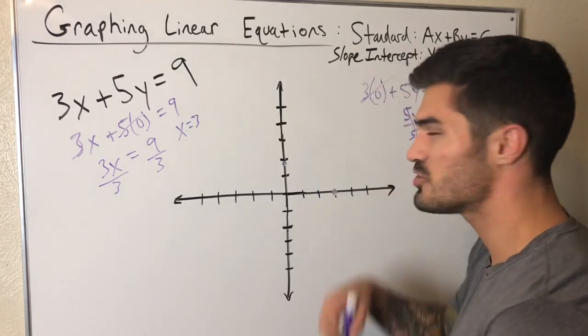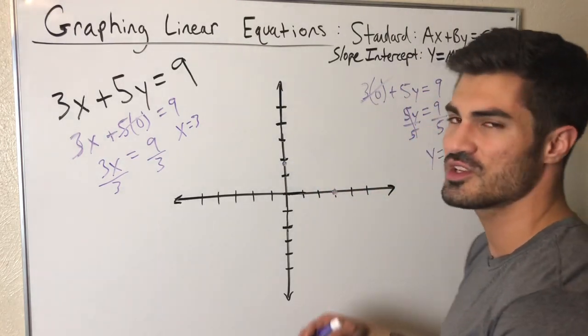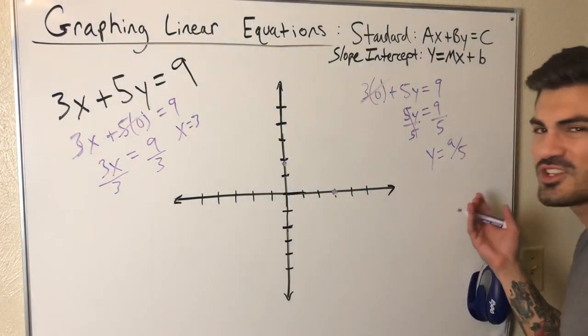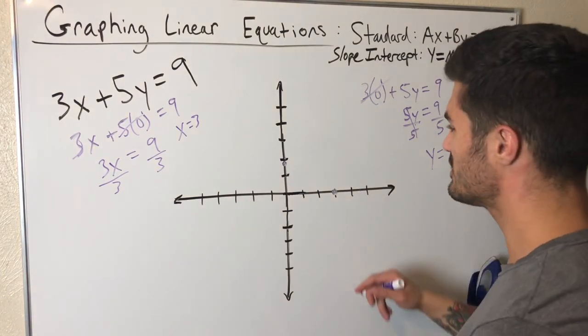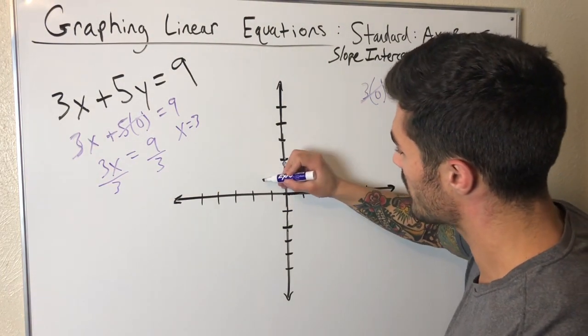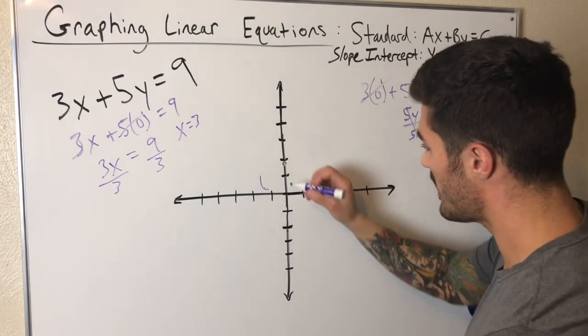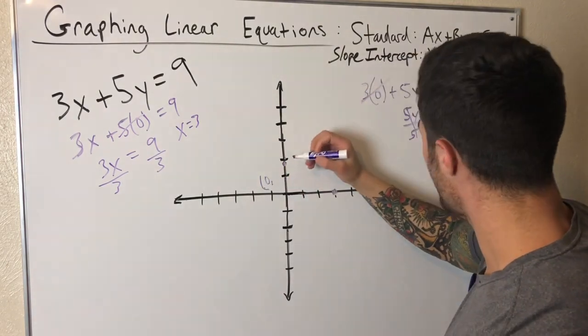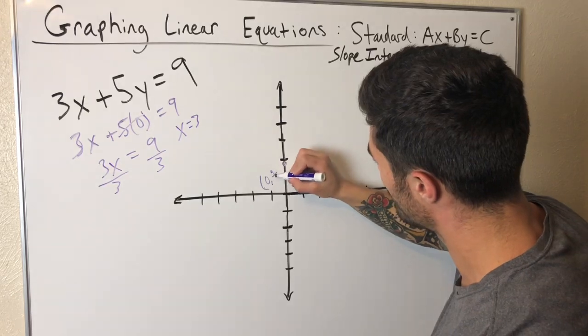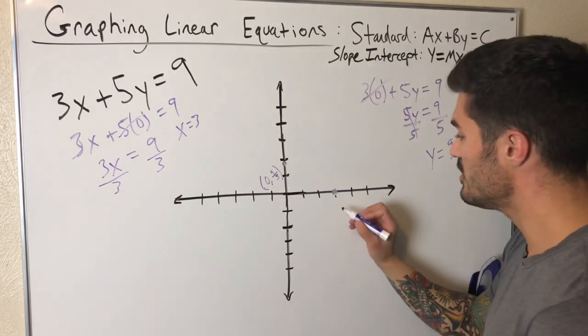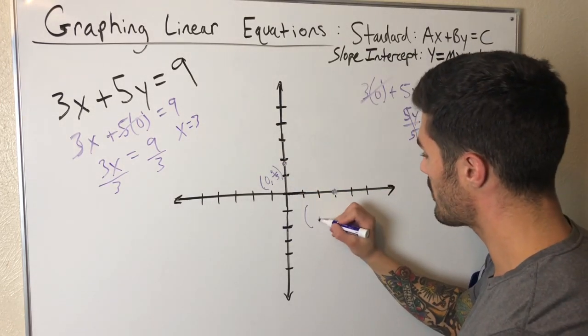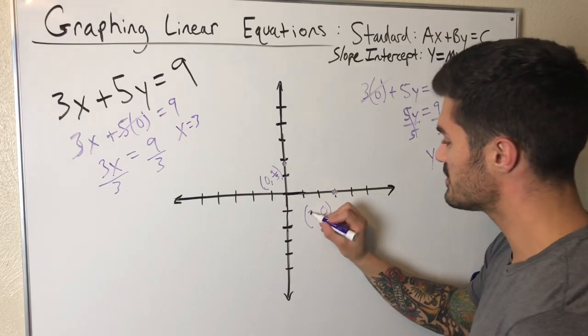And depending on how strict your teacher is, this is usually acceptable when it's fractions like this, to kind of estimate. And sometimes you'll be expected to write the point. Let's go and do that. What point is this? Well, my x is 0, and my y is 9 over 5. And then here, if I write out this point, this time my y is 0, and my x is 3.